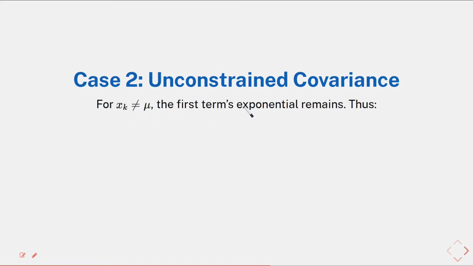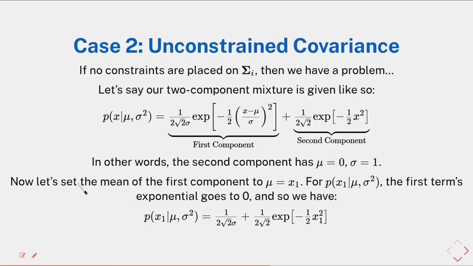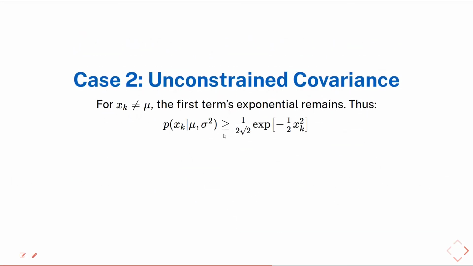For all the samples which are not the mean, the first term's exponential remains. So let's go back to here. If the sample that we're looking at is equal to the mean, then this goes to 0, which means all of this goes to 0, which means this goes to 1, which means we just have this term. That's what's down here, and this term just kind of stays there. But if that's not the case, then we can't simplify this down here. So the probability is now greater than or equal to that term on the right-hand side.